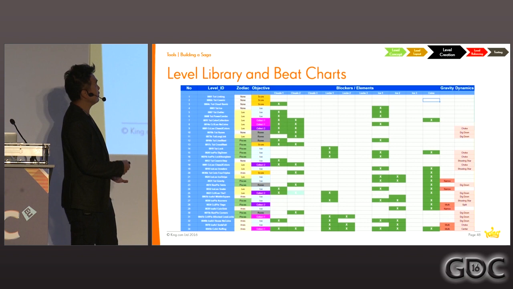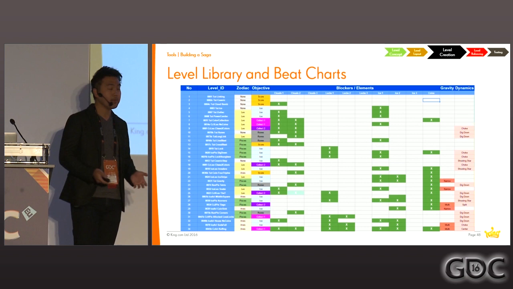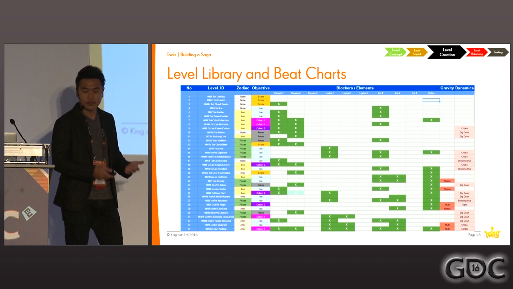This gives us an easy overview that we can just copy and paste into a beat chart so that we can lay this out and easily create progressions in our minds at least, or at least on paper, before we actually physically go and put it out in testing.